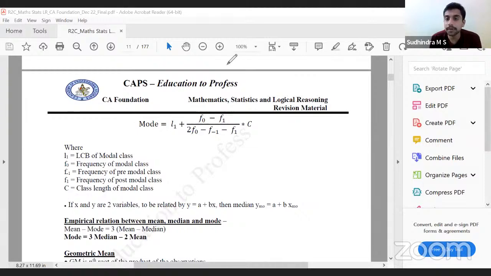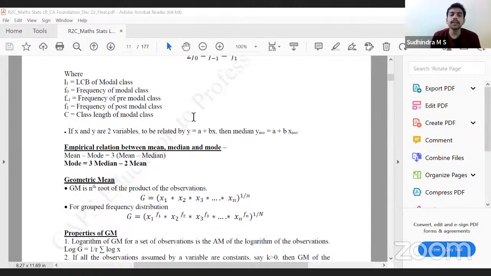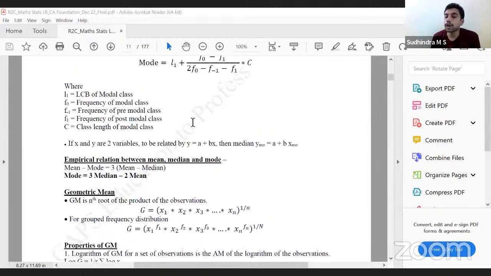Which is geometric mean. Geometric mean is nth root of the product of the observations, right? Depending upon the number of observations, that root, nth root of the product of the observations. So x1 into x2 into x3 up to xn to the power of 1 by n, or for grouped frequency, x1 to the power of f1 into x2 to the power of f2 into x3 to the power of f3 up to xn to the power of fn, to the power of 1 divided by N.